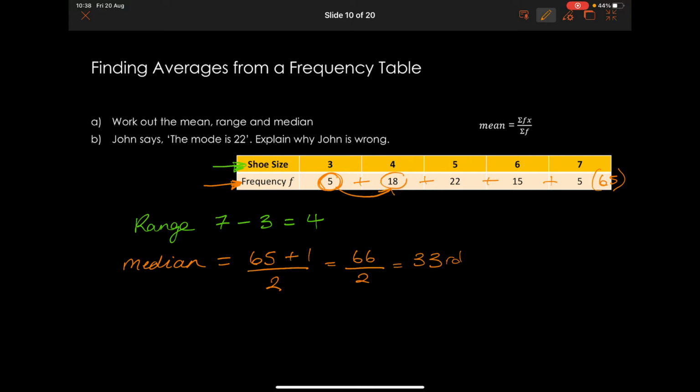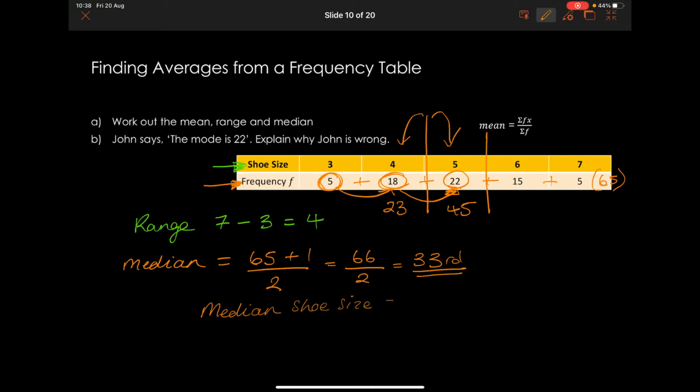If I add these 18 pieces of data, it gives me 23. And then if I add 22 to that piece of data, it gives me 45. So that means that my 33rd value won't fall in the size 4 bracket because that only goes up to 23. So it will fall within the size 5. It doesn't matter whereabouts it falls, but it's size 5. So my median shoe size is 5.